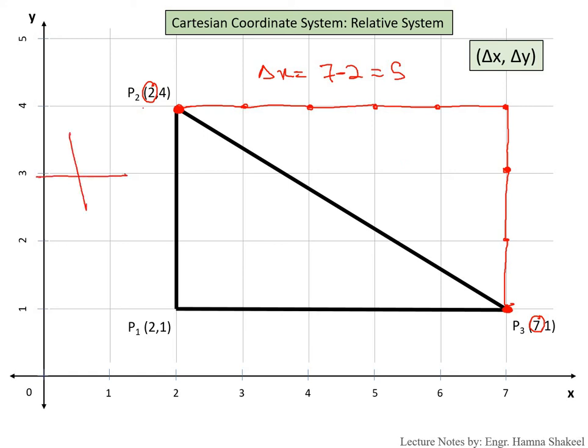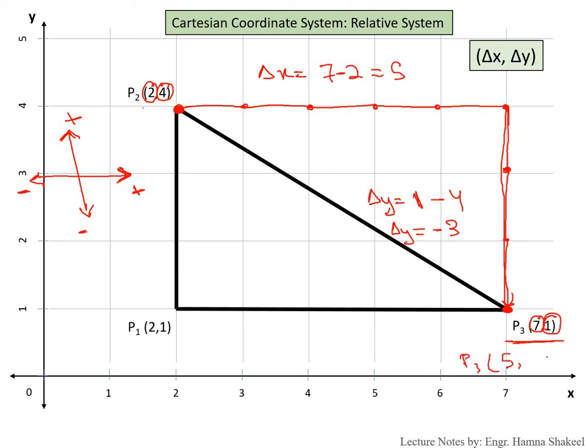Because we are following Cartesian coordinate system, upward position is positive y, downward is negative y, right side is positive and left side is negative. So you're moving 3 units downward. So delta y is equal to, here you have the value 1 minus, here you have got the value 4. Delta y is equal to minus 3. So you can say that the relative position of point number P3 is 5 and minus 3. That is delta x and delta y.